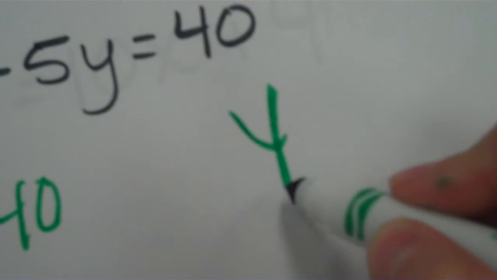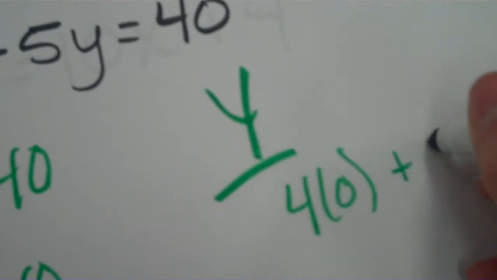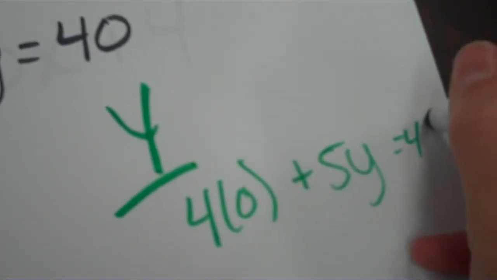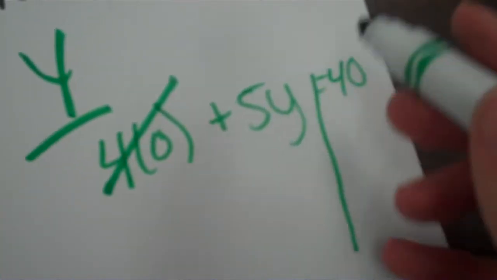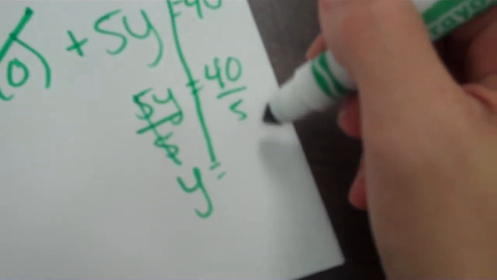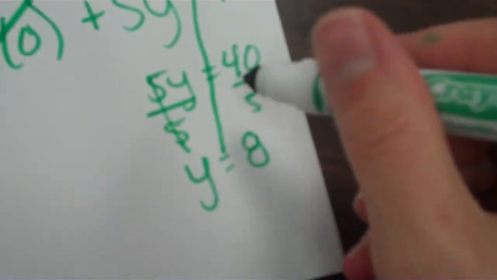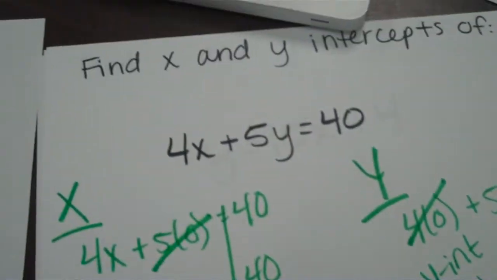For the y-intercept, we replace the x with 0. So 4 times 0, plus 5y equals 40. Okay, draw our line. This goes away. You're just left with 5y equals 40. Side by side means multiplied, so the opposite is dividing. And I will just tell you that 40 divided by 5 is 8. Okay, so the y-intercept is 8, but how you write that is (0, 8). The y-intercept is (0, 8). Okay, so once you get used to it, it's pretty fast, but there you go.